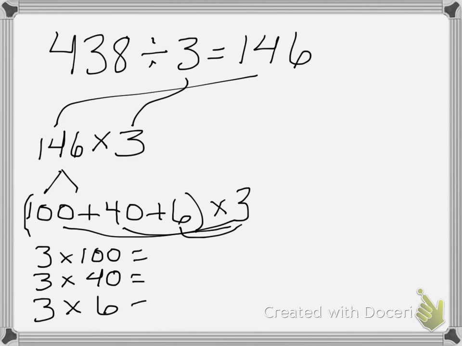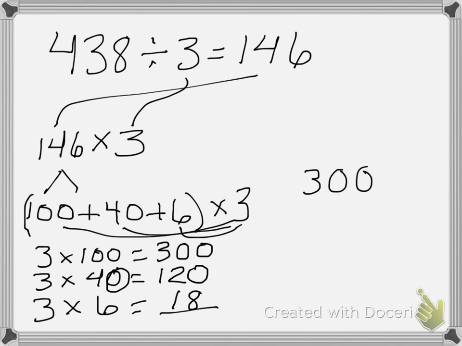I'm going to go ahead and multiply to get my partial products. So that's 300. 3 times 4 is 12, but I'm multiplying by a multiple of 10, so that puts a 0 there. And then 3 times 6 is 18. Now I need to add that up. 300 plus 120. I'm going to line up my place values, with the ones in the ones column, the tens in the tens column, and the hundreds in the hundreds column. And then I'm going to add my partial products.